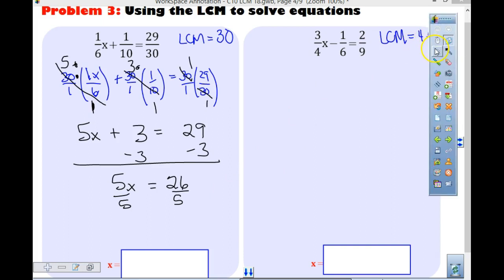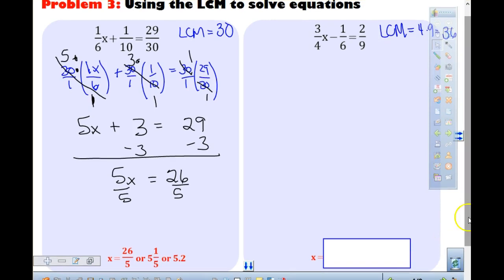We're going to leave it like 26 over 5. Some of you don't like improper fractions like that. You like to change it to a mixed number. No problem. Change it to a mixed number. Okay? 5 and a fifth.